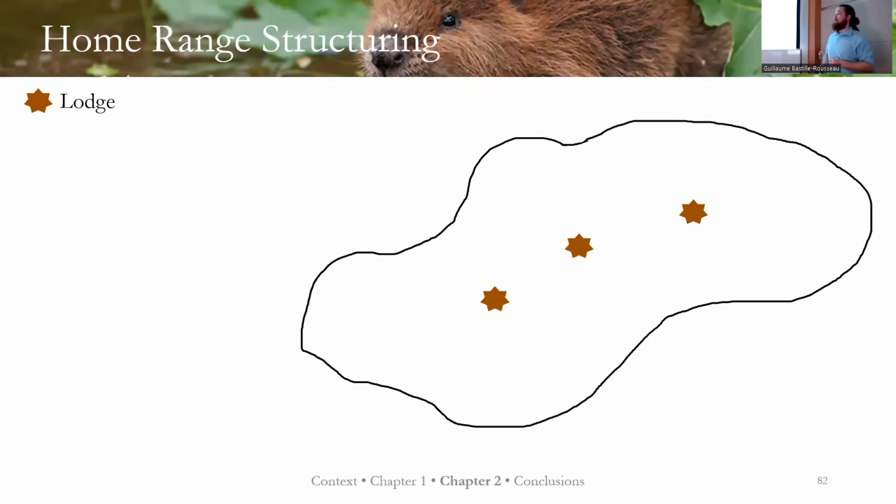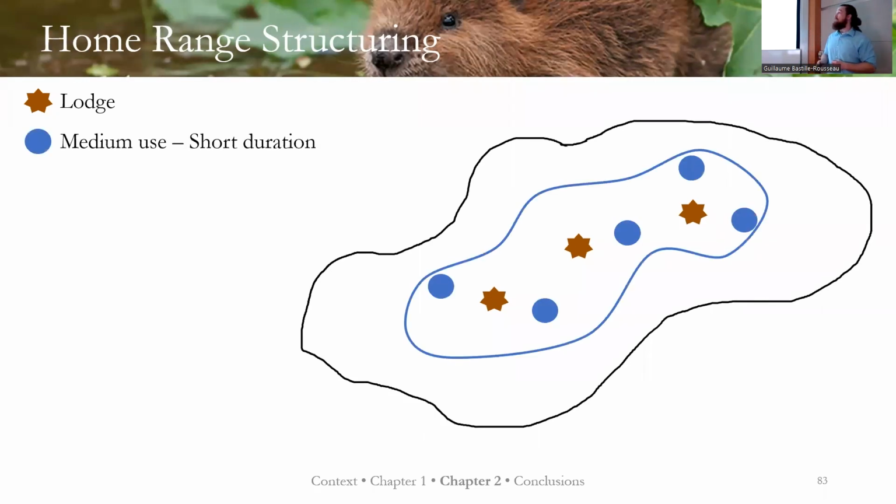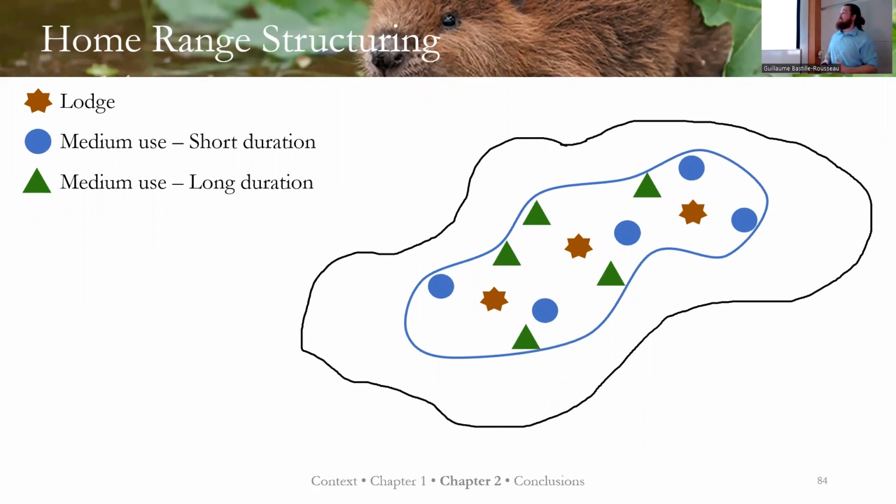In addition to this, we were able to highlight these two medium use clusters, which were generally located near the lodges and away from home range edges. And because of this juxtaposition to the lodges and their relative high use and low interval, I think that these are actually resource patches that these animals are taking advantage of on the landscape. But there's a very key difference between the two of them.